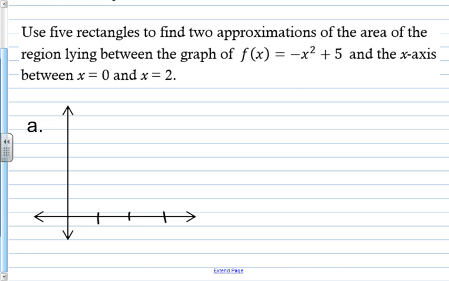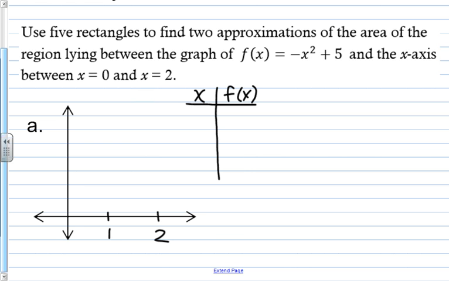0, 1, 2. So my graph, you know what, let me make this fatter. There we go. I'm going to need a table. So make a table real quick. X and f of x, right? Which values am I going to plug in? Oh, they want me to make 5 rectangles.